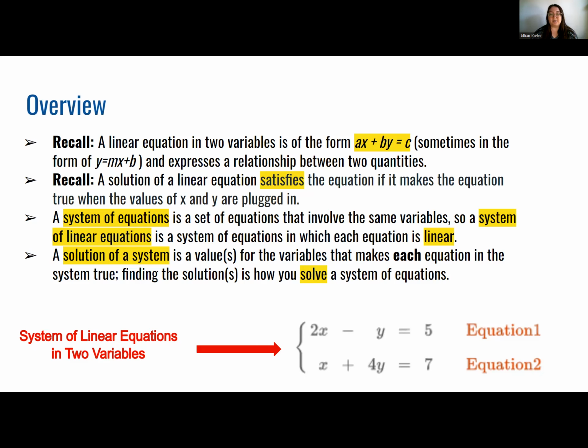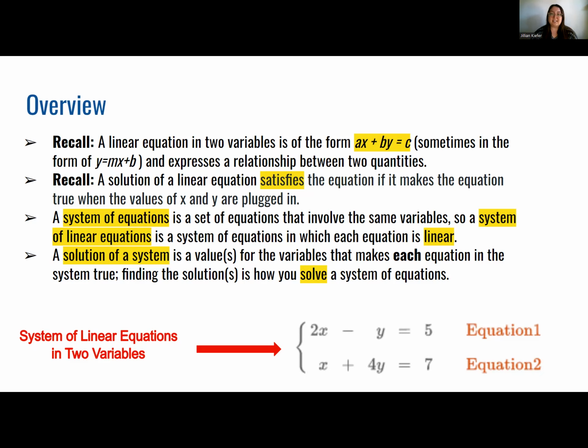They express relationships between two quantities. That's really all they stand for. They're expressing the relationship between x and y. So a solution is going to satisfy an equation if it makes the equation true when the values of x and y get plugged in. A solution is going to be in the form of x comma y, because you need to have a value of x and y. Both of those values, when you plug them into your equation, are going to make the statement true. It's going to say some number equals that same number. That statement's true. So that's kind of what we're looking for with our solutions.